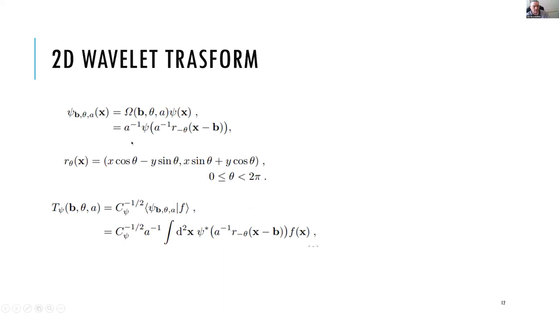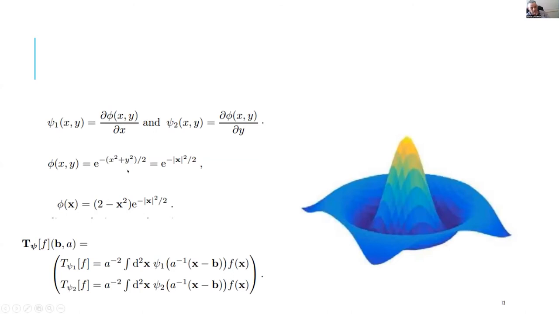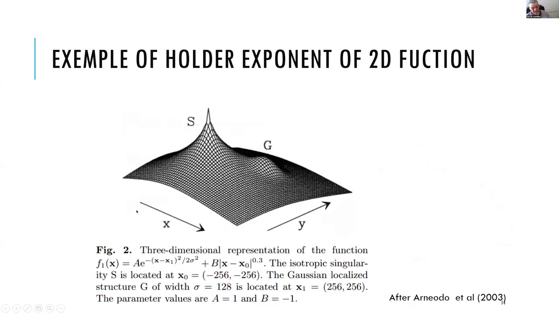2D wavelet transform. In the 2D domain, we have a wavelet as a function of x and y, or as a function of the rotation angle and the scale a. The directional wavelet transform has two components with two analyzing wavelets, C1 and C2, where C1 is in direction X and C2 is in direction Y. This is an example showing how to estimate the Hölder exponent using the 2D directional wavelet transform introduced by Arneodo, Italian 2003. So let us define a function as e to the power minus x1 squared plus b x minus x0. The Hölder exponent here is 0.3, corresponding to this singularity.